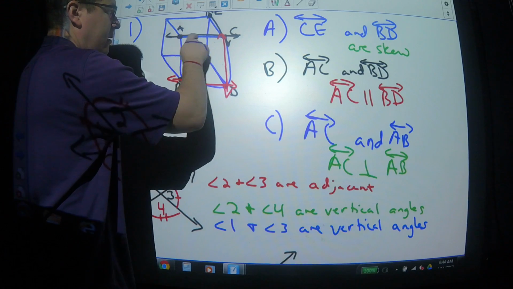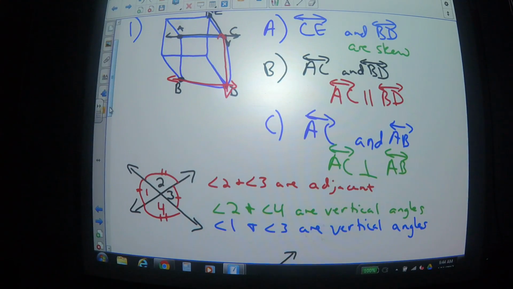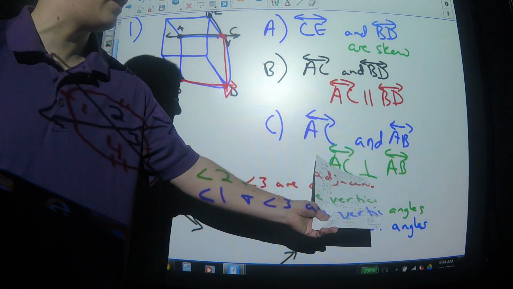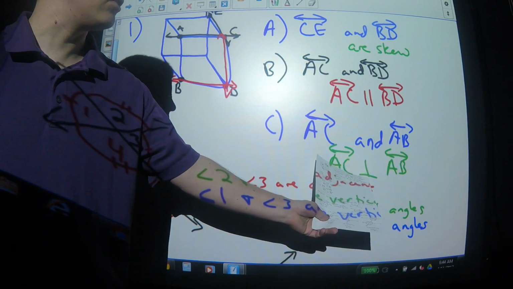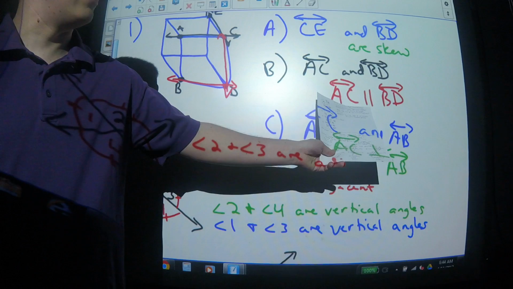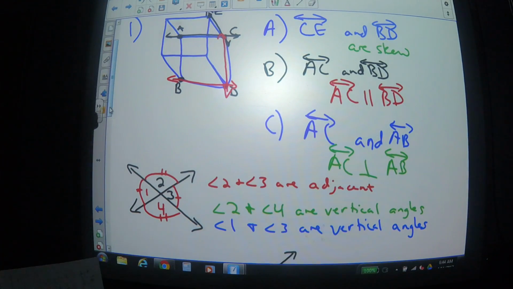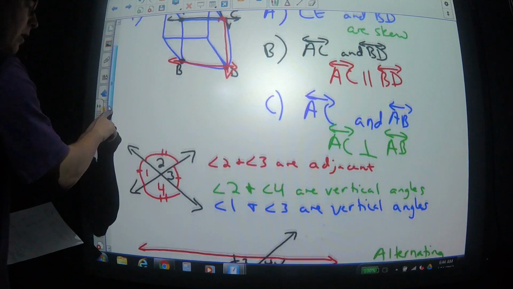And then AC and AB are perpendicular. This is what the symbol for perpendicular looks like. This is the symbol for parallel, and skew doesn't have one. You just say skew.